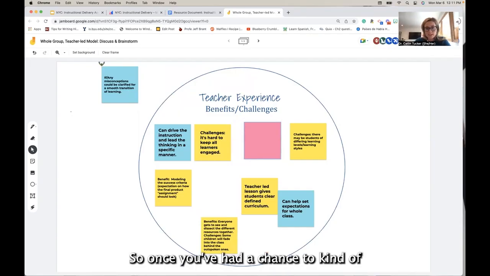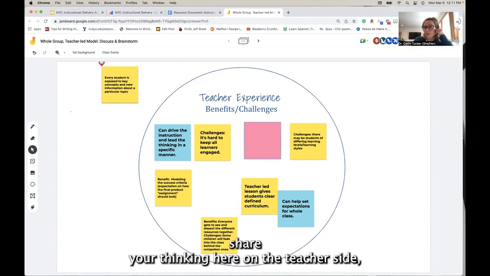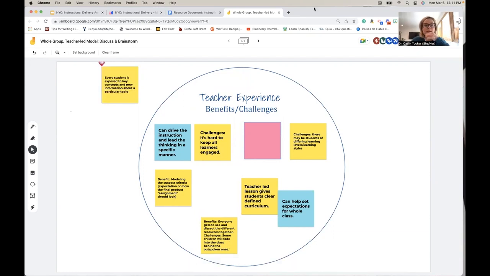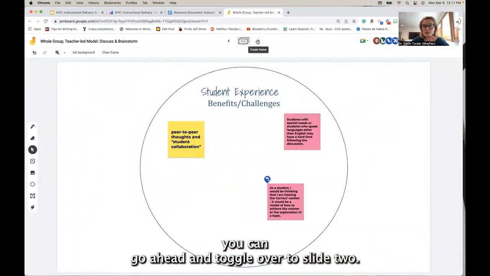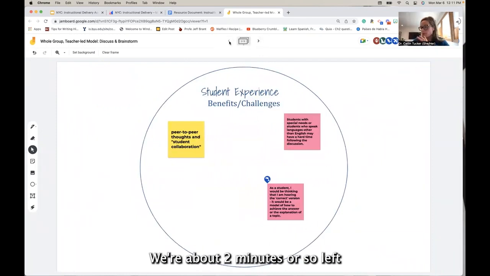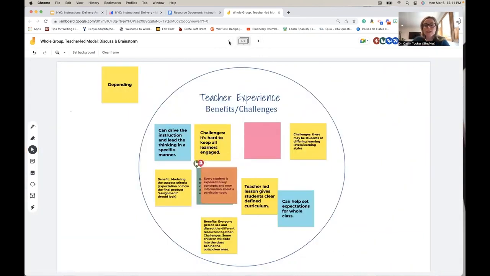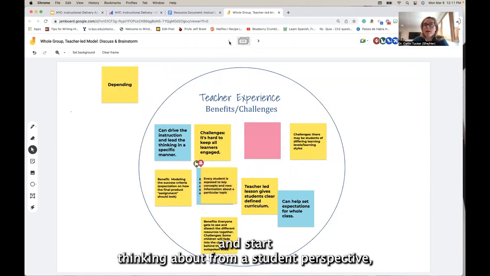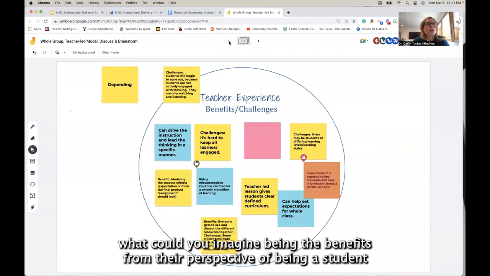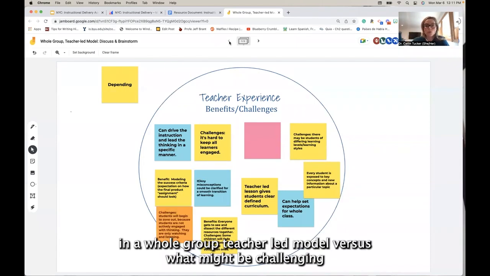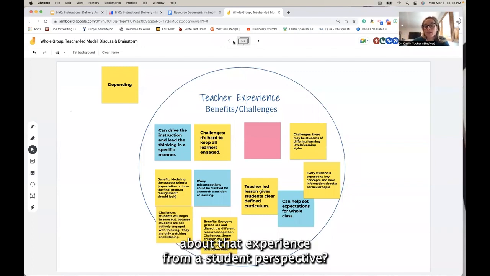All right, once you've had a chance to share your thinking here on the teacher side, you can go ahead and toggle over to slide 2. We're about 2 minutes or so left. Start thinking about, from a student perspective, what could you imagine being the benefits of being a student in a whole group teacher-led model, versus what might be challenging about that experience from a student perspective.